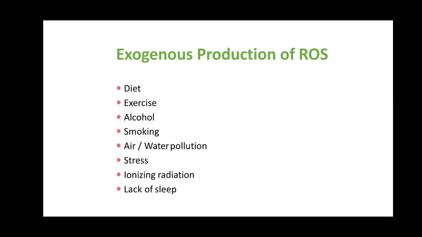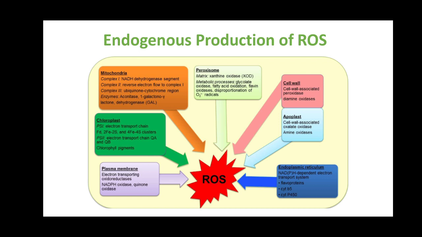The environmental factors responsible for the generation of harmful free radicals are diet, exercise, alcohol consumption, smoking, air or water pollution, stress, ionizing radiation, and also lack of sleep. It includes exposure to ionizing radiations such as X-rays, UV rays, and exposure to toxic chemicals, which leads to the production of ROS. And now endogenous production.